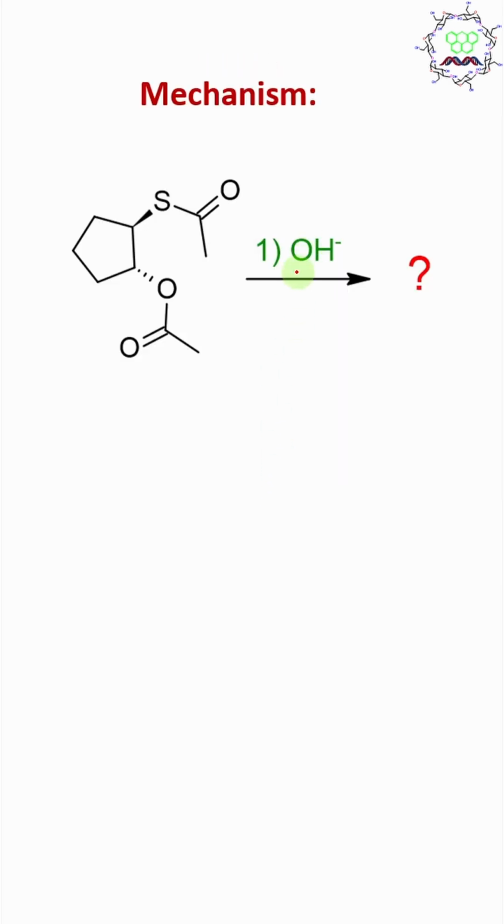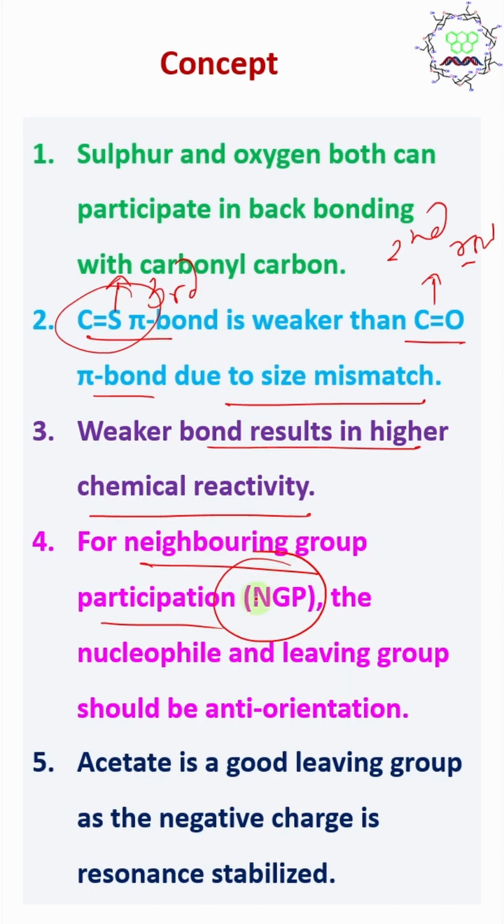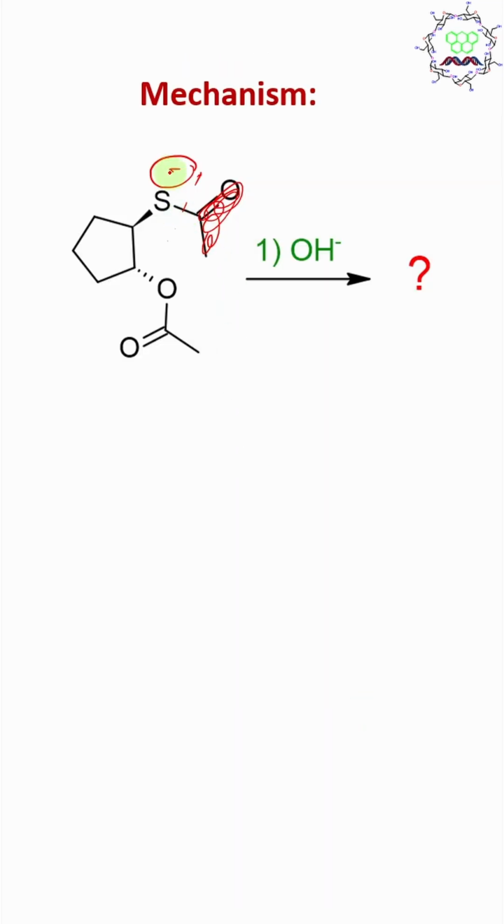Now let's look at what happens. First step, this OH minus will hydrolyze this part. So what do you get? This part will be consumed, and there will be S minus. Now if you look at this S minus and this acetate part, this oxygen-carbon bond is anti, this is top, this is bottom. Just some time back I told you that in neighboring group participation, the nucleophile and leaving group should be anti. Why? Because here the sulfur will donate its electron pair to the sigma star of this carbon-oxygen bond.